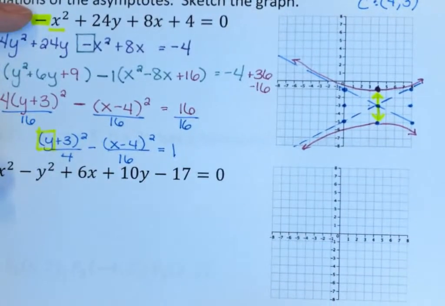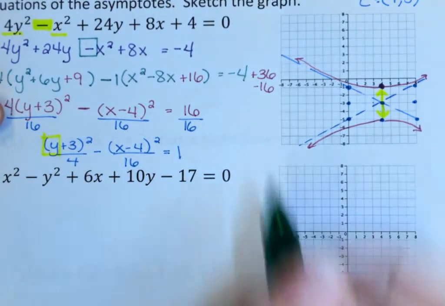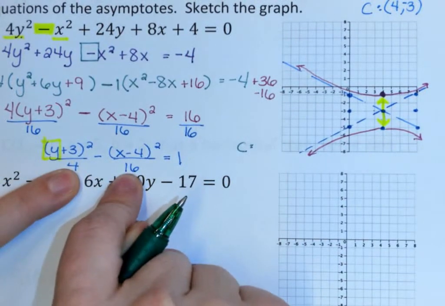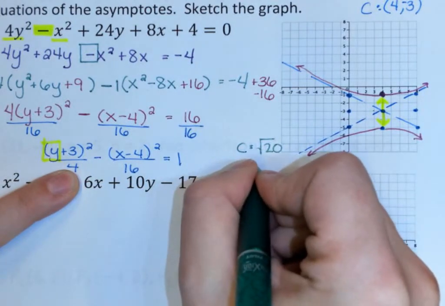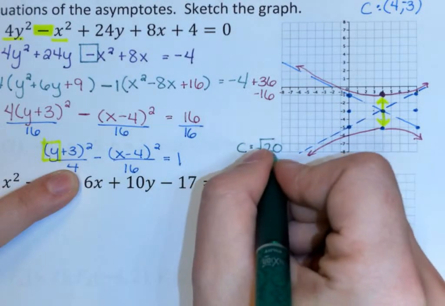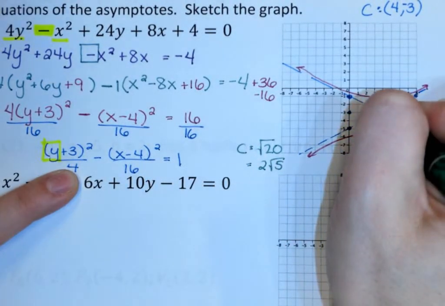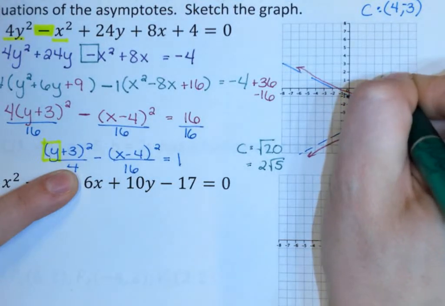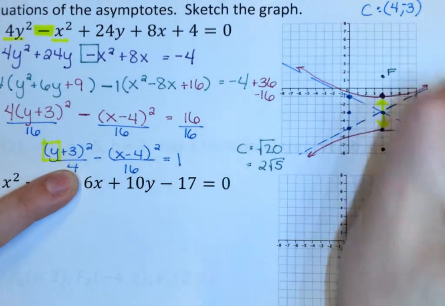Okay, and I'm missing one thing. What am I missing? Foci. How do I find C? A squared plus B squared equals 20. What is the square root of 20? It is going to be between 4 and 5. And how do you simplify that? 2 root 5. Okay? So that means I'm going to go between 4 and 5. It's pretty smack dab in the middle there. 1, 2, 3, 4, and 5. And there are my foci.